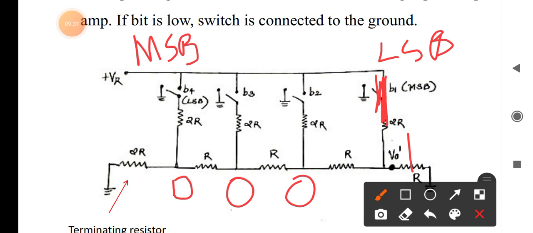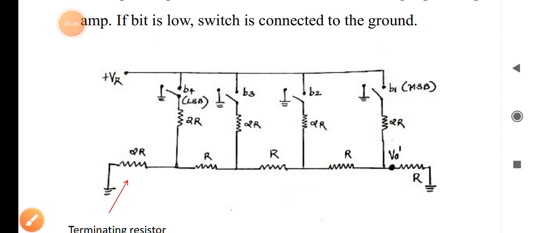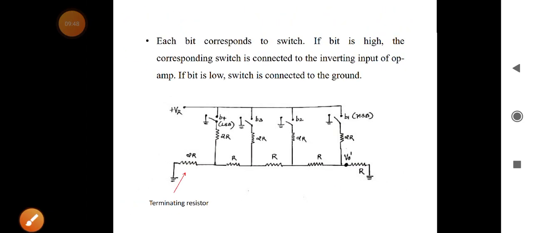Once it is open, it is connected to the ground. Once it is shorted, it is connected to the VR. So this is the same circuit which is being shown here.